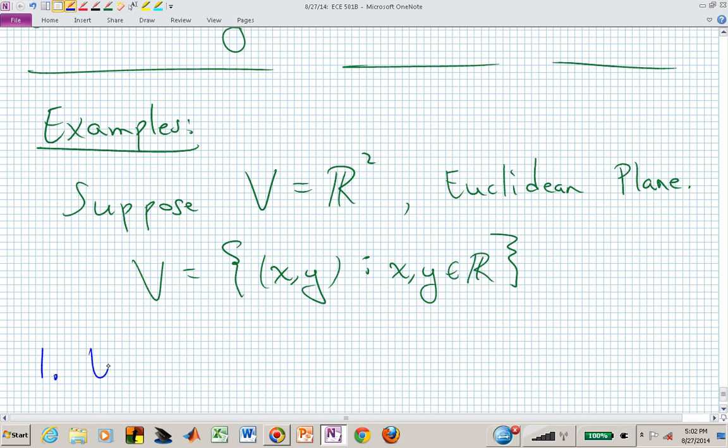Suppose U is the set X comma 0 such that X is in R.